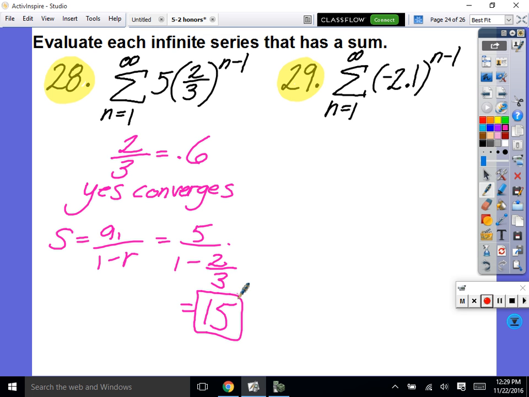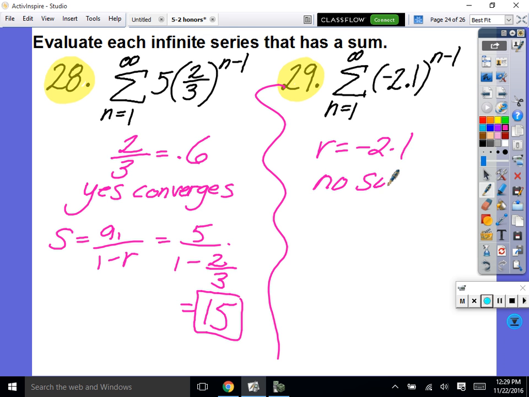You are good? Okay. What about number 29? Is there a sum on this infinite geometric series? No, right? Isn't negative 2.1 our r? It's getting larger and larger at a very large rate, right? It's not approaching 0. Does everybody get what I'm saying? Each time you're multiplying by negative 2.1. So we will never know when to stop summing. So this one has no sum, so it diverges. We can't find a sum. We would not know when to stop adding.